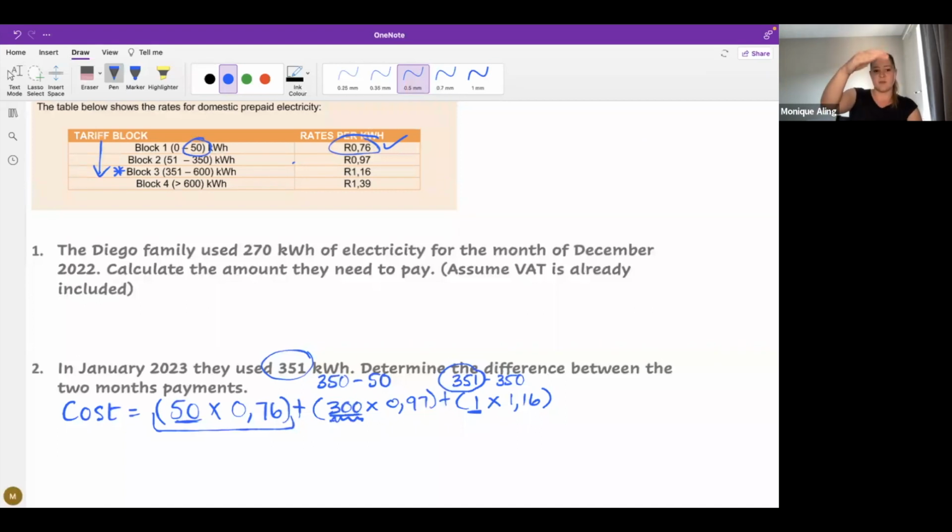So as they go from block to block, they get charged a higher rate, but they still need to get the good rates at the top, therefore, for the first little bit that they use. So as they move down and use more, they get charged higher. But I'm not just going to go to block 3 straight away and say 351 times the R1.16. They still need to get charged the other rates first.